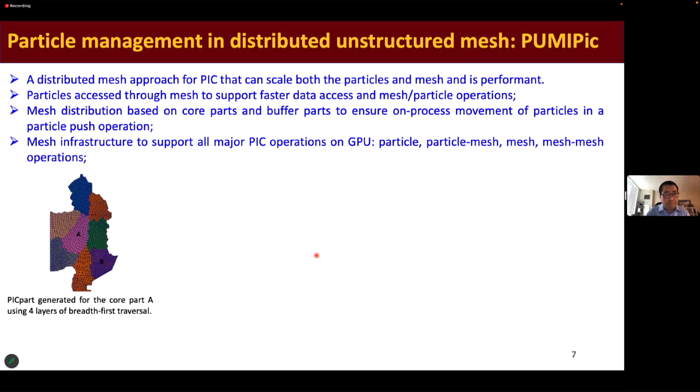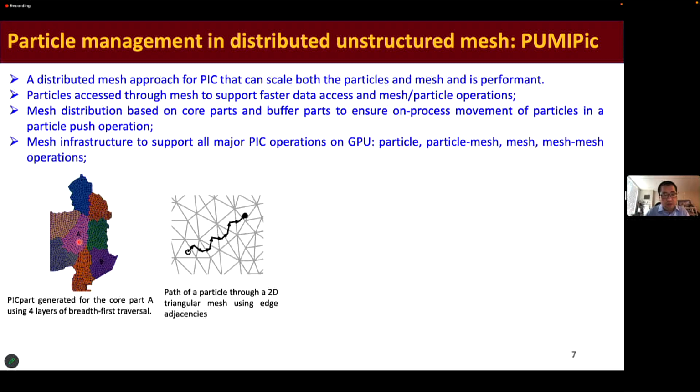So here I'm showing a part picture, generally for the core part A. For example, this part is A, and then that's the buffer region surrounding part A. And then in terms of particle movement and association in this unstructured mesh, you can think of this as a mesh, but it's in 2D. It's actually particles moving in 3D, but here I'm just using 2D as a demonstration. Particle trajectory movements through a 2D triangle mesh.